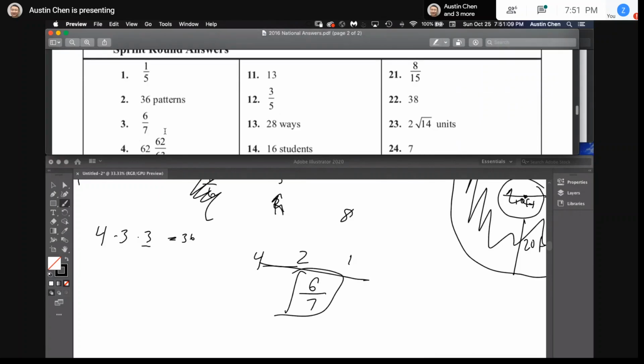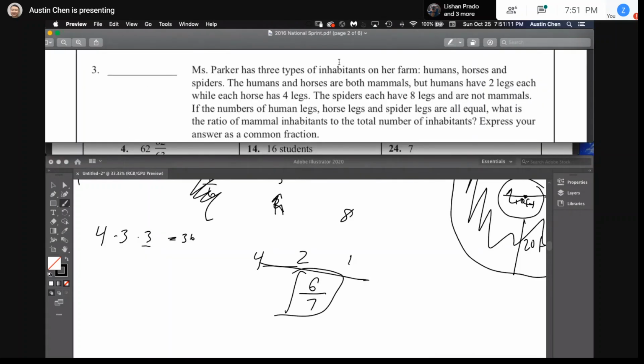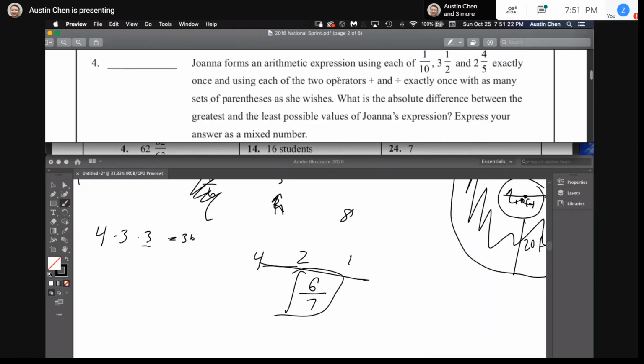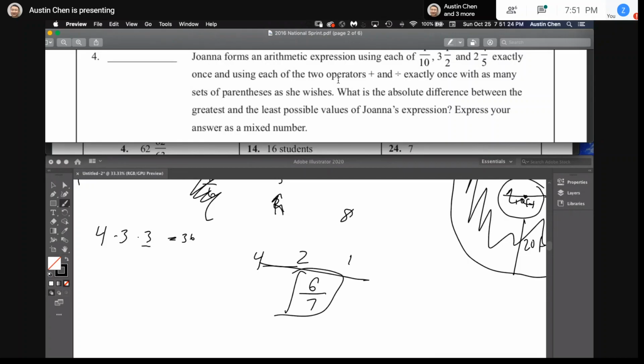Which is the answer. So again, you can assume the total number of legs because it doesn't specify, right? Yeah, and whatever you have it as, it will have the same ratio.